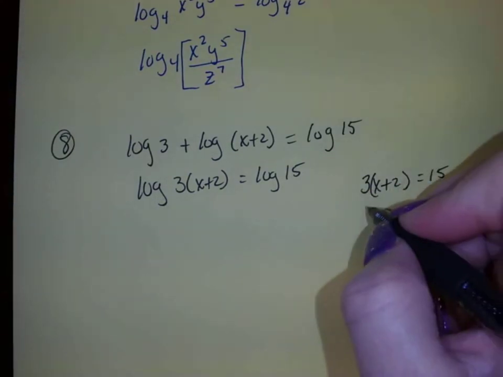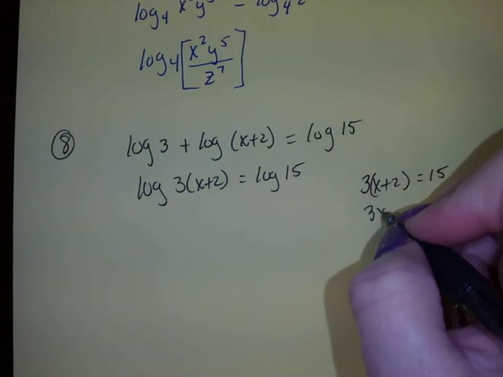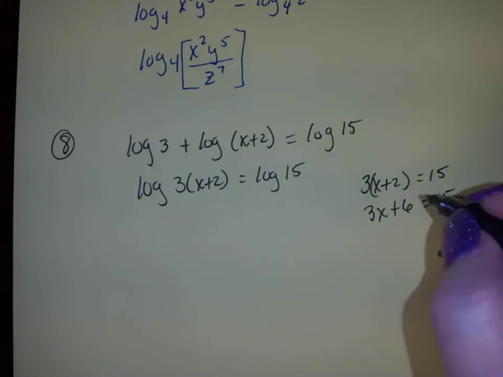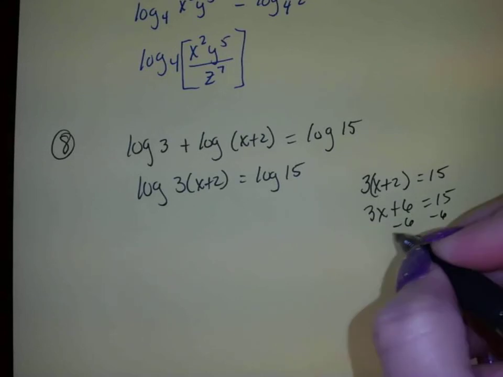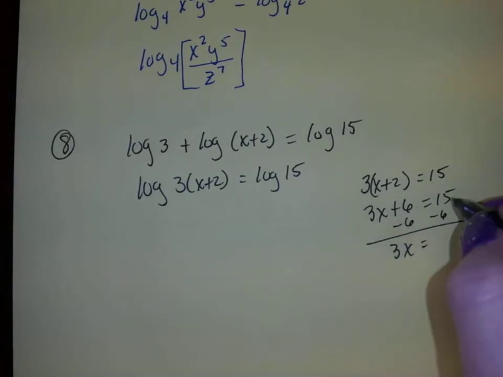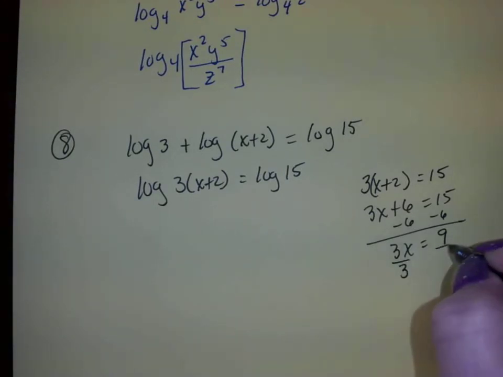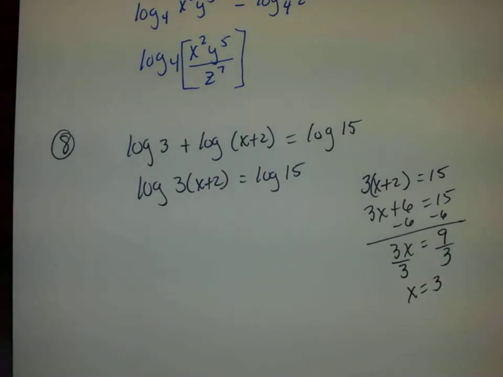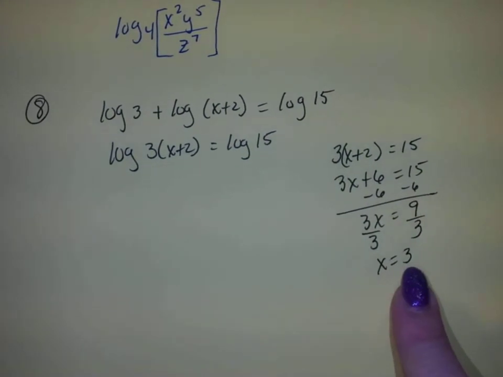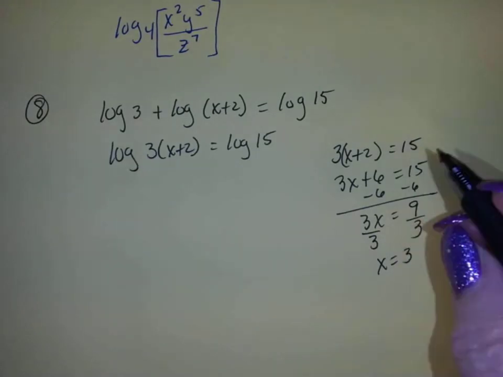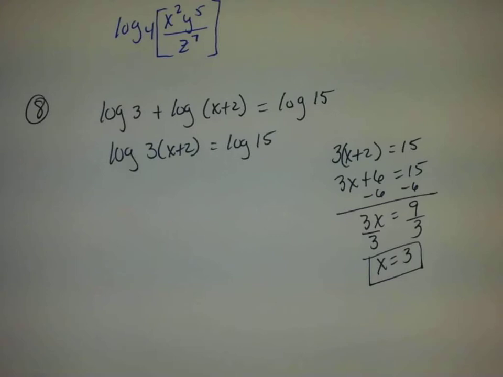So let's go ahead and multiply this out. We'll have 3x plus 6 when we distribute the 3, is equal to 15. And we'll move our 6 over and get 3x is equal to 15 minus 6, which gets us 9. Divide by 3, and x equals 3. The only thing you have to be aware of on these is that you don't get a negative value that would cause you to get a log of a negative number. Otherwise, you should be good. So x equals 3 will be our answer.